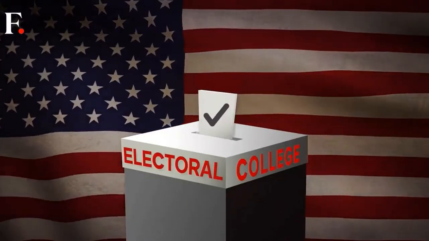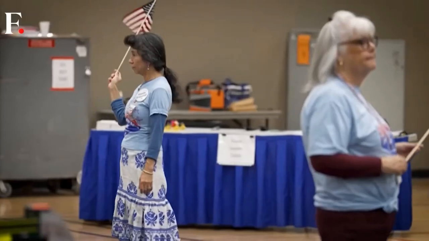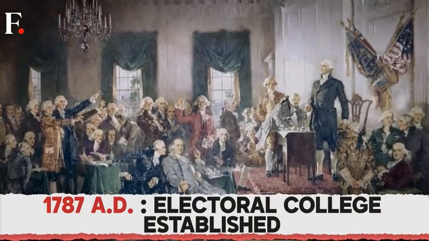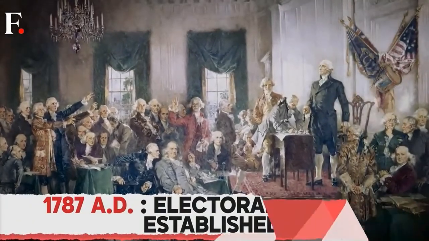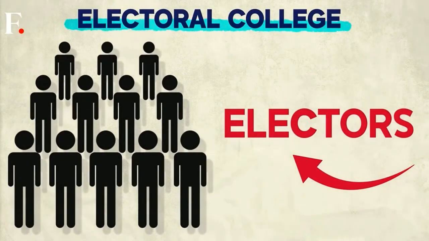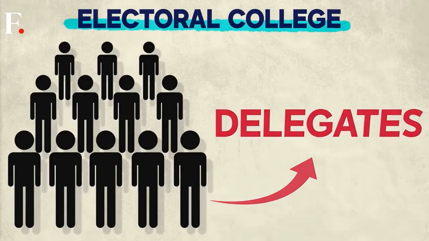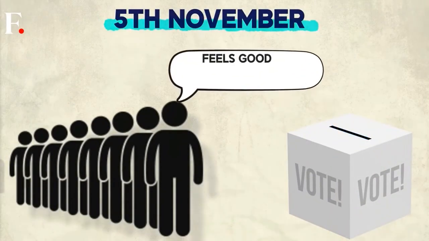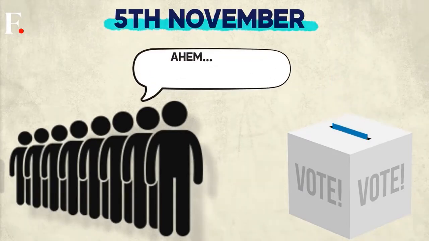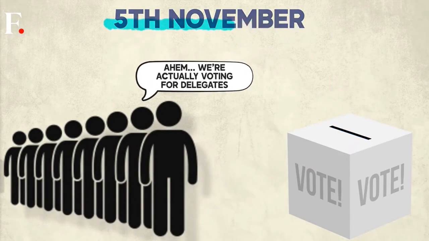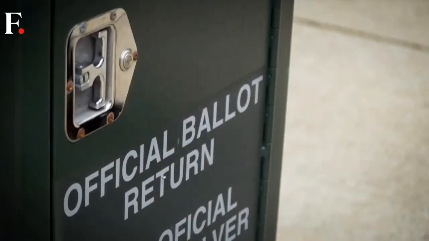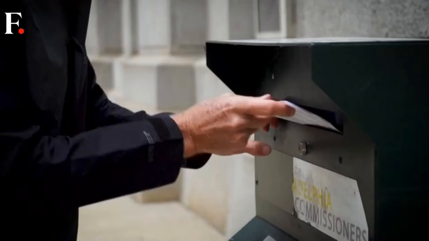Simply put, the Electoral College is a process of voting. It's not really a college. It was established in 1787 AD and was included in the US Constitution by the Founding Fathers. The Electoral College is basically the selection of electors who are called delegates. On the 5th of November, when Americans will queue up to vote, they won't actually be voting for their next president. Instead, they'll actually be voting for delegates who represent their respective states, and these delegates will then vote for the president. So, how does the Electoral College work?